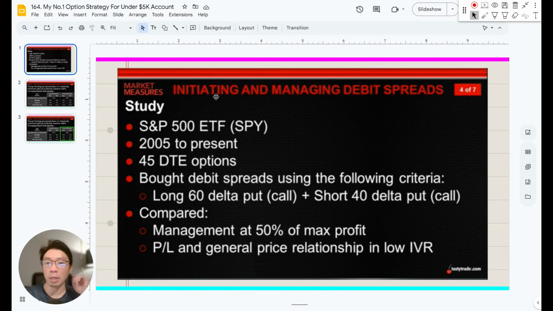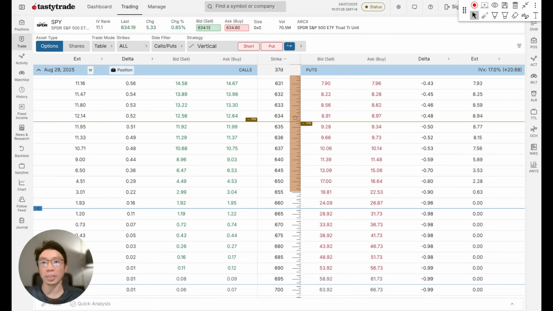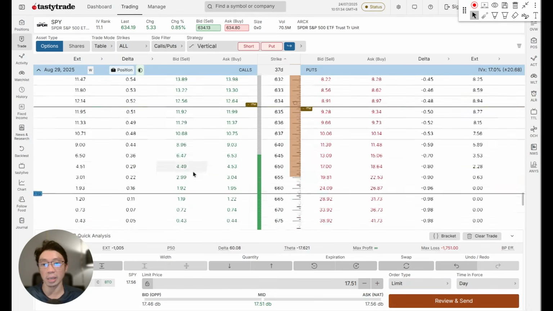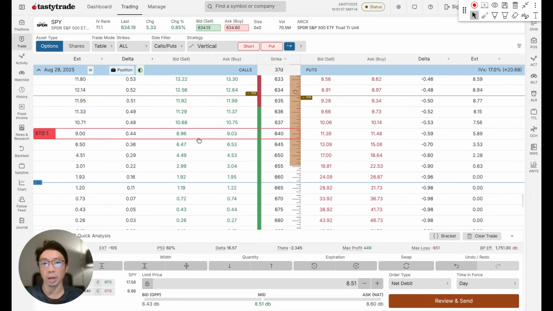So over here, you can see that the study down here is done on the SPY, 2005 to present. So I think this study is until around 2017, and it's based off the 45 DTE options. As for the debit spread, how they constructed it is that they bought the long 60 delta, right, for both the put and the calls, and then they shorted the 40 deltas for the put and the call. So if I was to go back to the option chain, you will see that the 60 delta is actually much deeper in the money, right? It's basically this, and then the one at 40 delta is somewhere around here.